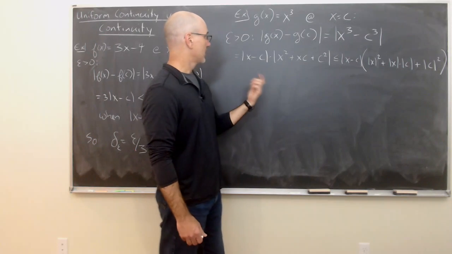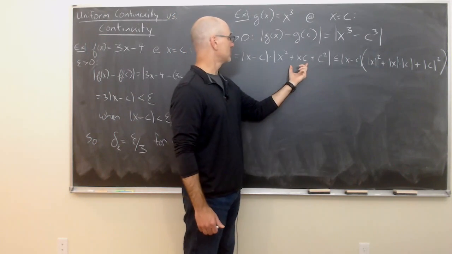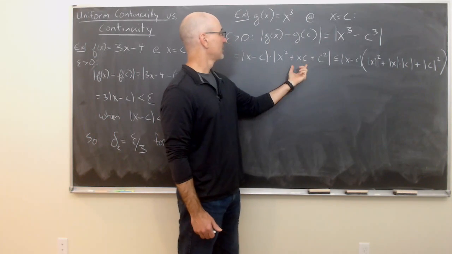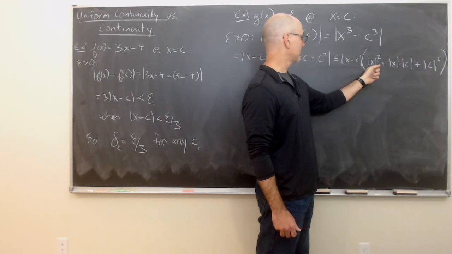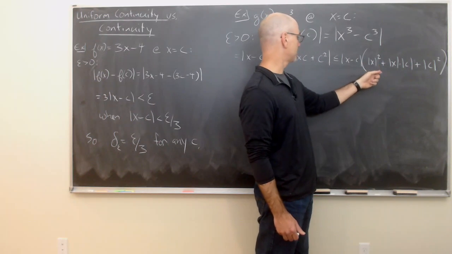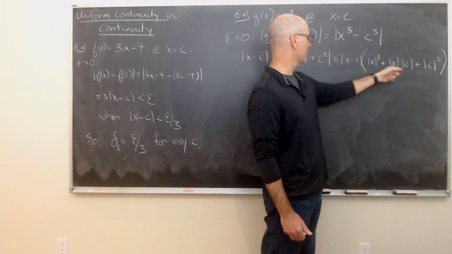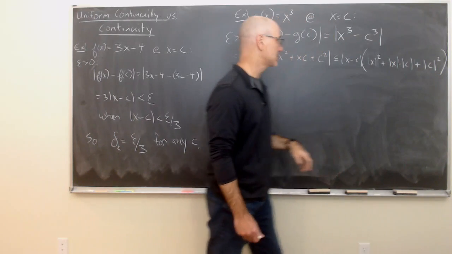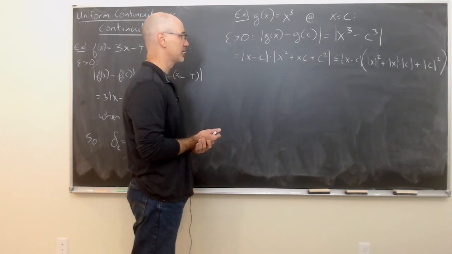Now, again, this is typical for this kind of argument, but we crash through here with the triangle inequality, and that allows us to write something that we know to be at least as big as the original, and that is the absolute value of x squared, plus the absolute value of x times the absolute value of c, plus the absolute value of c squared. So we've used the triangle inequality there twice.